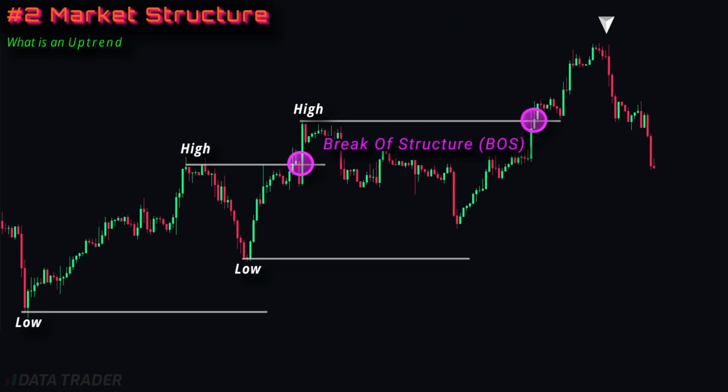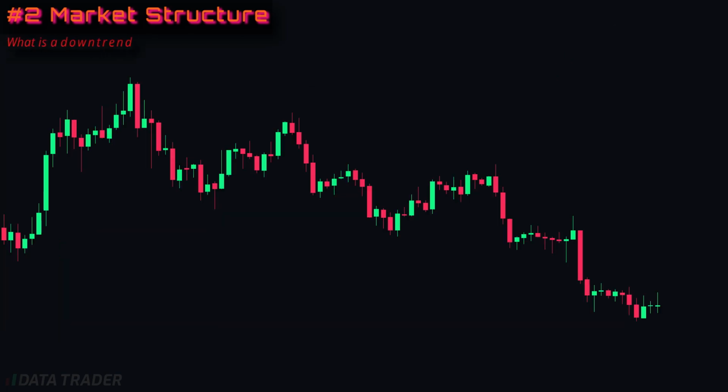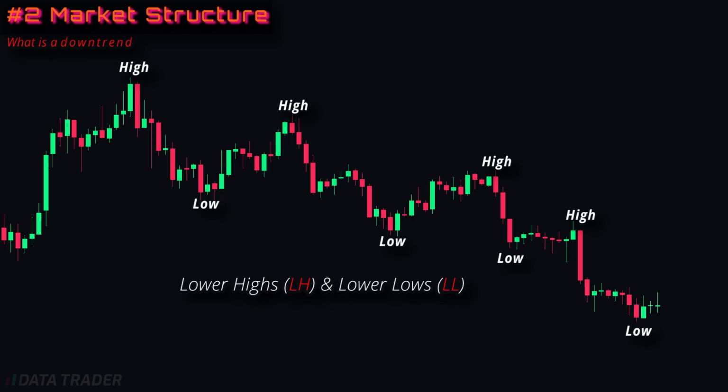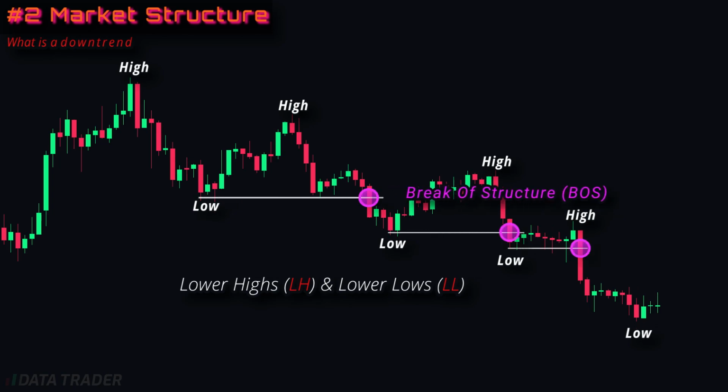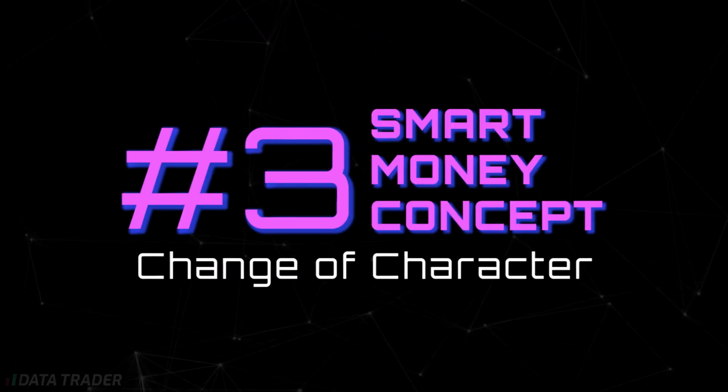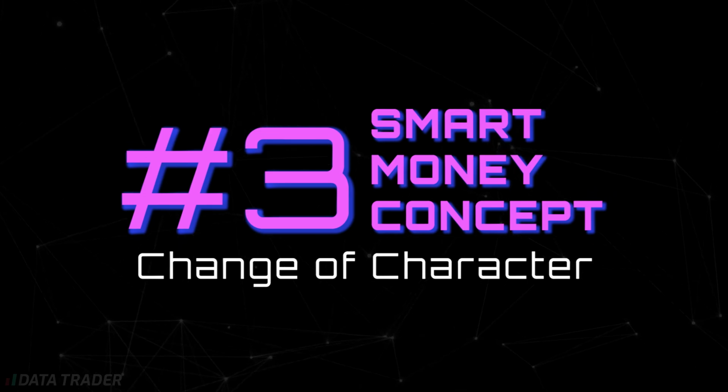And the same concept works for downtrends as well. In this chart, we can see that the price is forming lower highs and lower lows, while also creating a break of structure towards the downside, hence why this market is identified as a downtrend. So, once you've understood the concept of market structure, it's time to move on to smart money concept number 3, which is called change of character.